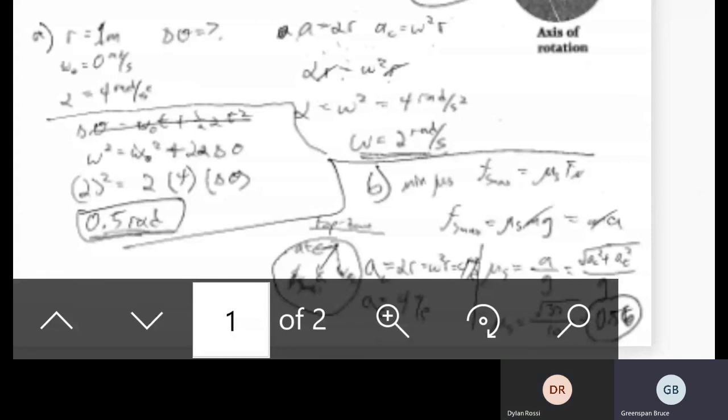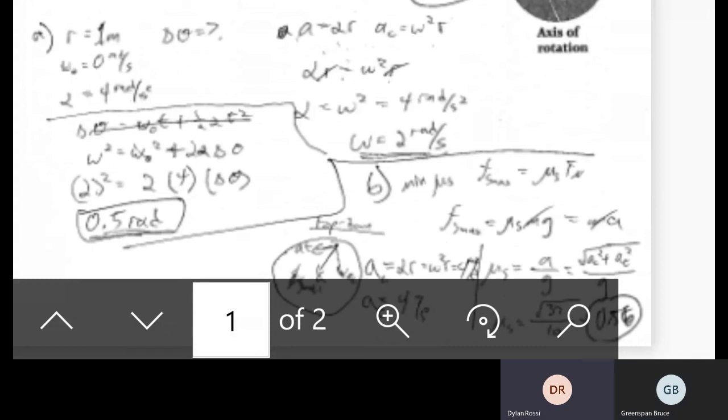No, wait a minute. Let me think about this for a second. So if omega is increasing, which it is, AC would increase, but alpha, I guess, is staying the same. Yeah, you're right. This is a very, very specific instant. This is not realistic. I mean, it's realistic. It's just not general.